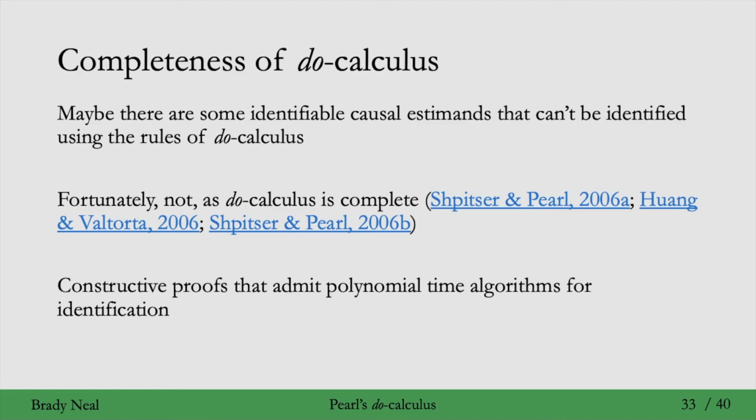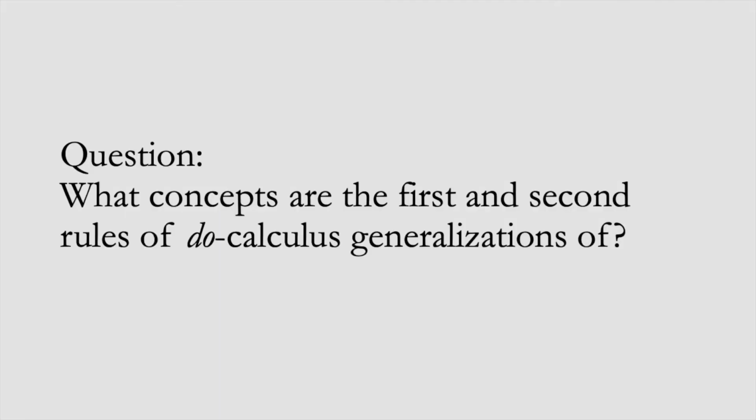With that, we can conclude the section on do-calculus and move to this question. What concepts are the first and second rules of do-calculus generalizations of? You should be able to use your answer to this question to easily remember the first and second rules of do-calculus and why they're true.